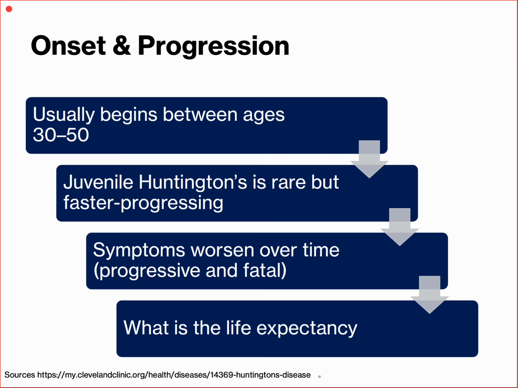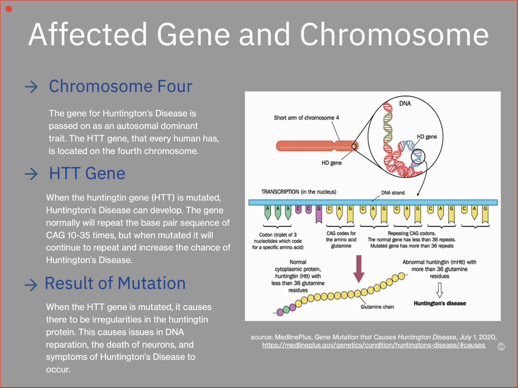Onset: most people start showing signs between the ages of 30 and 50. In rare cases, children can develop it. This is also called juvenile Huntington's disease, and it tends to progress much faster. Once symptoms appear, they continue to get worse over time.